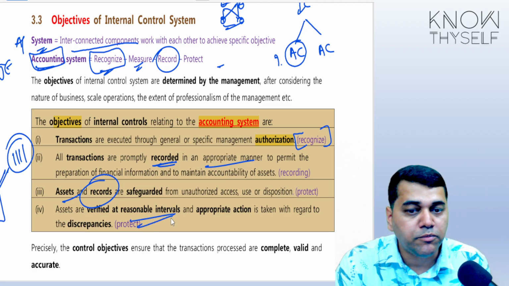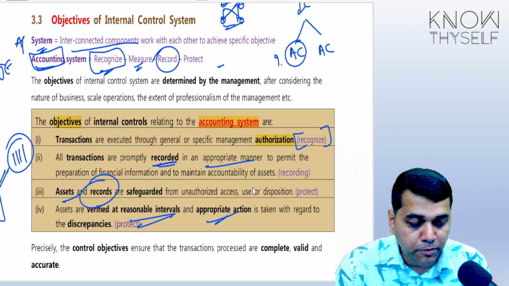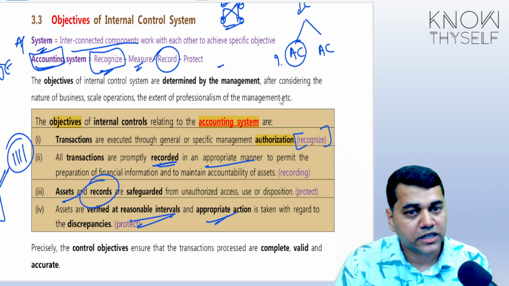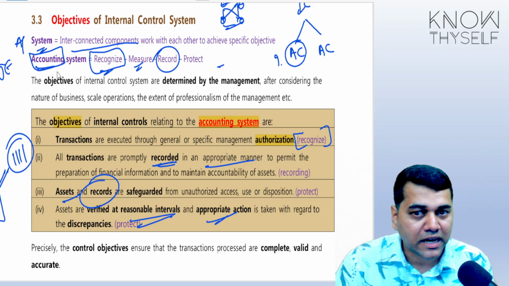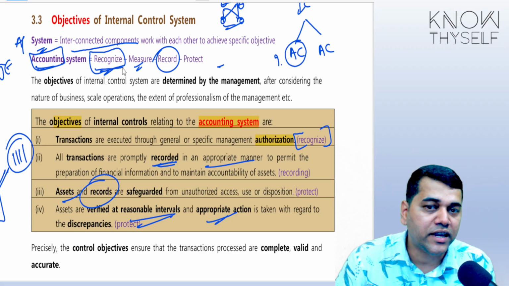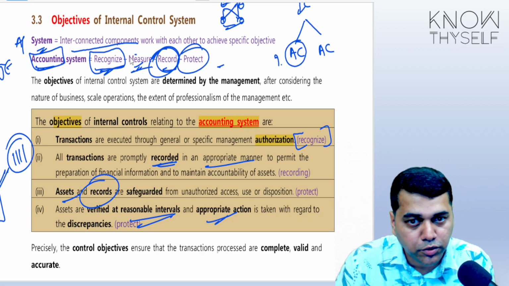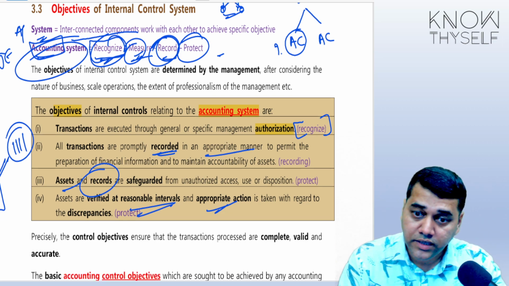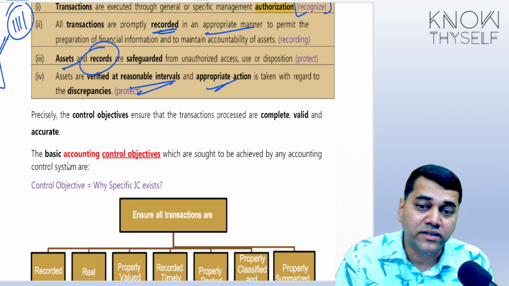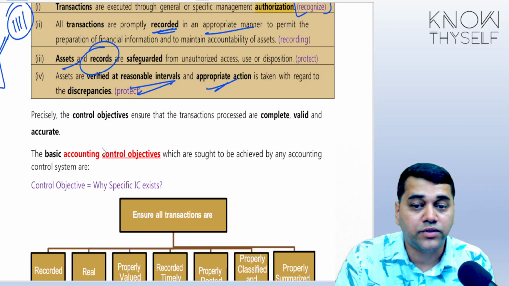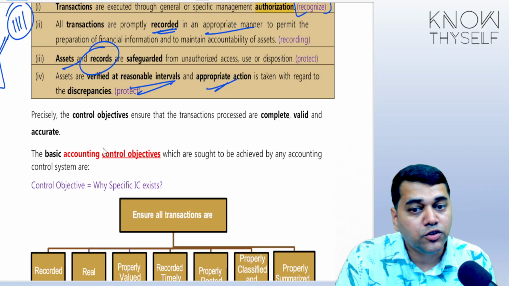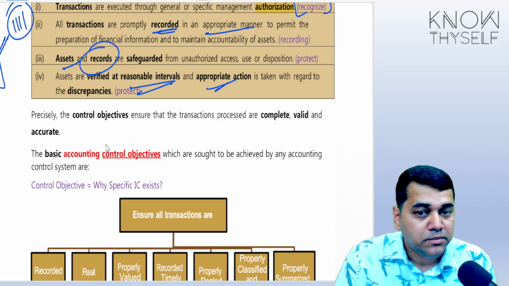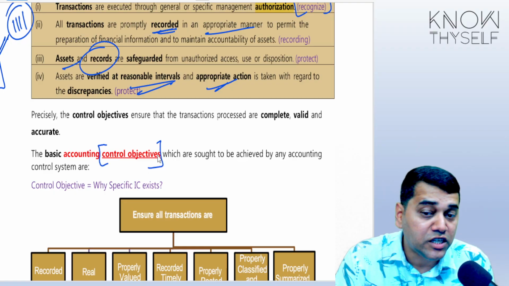And from time to time, you have to do the verification. You have to go back and see how many pencils you have got right now and compare it with the record. So that's why it's very easy. Remember, accounting has got 4 elements, and these 4 components become the accounting system. I hope it's clear. Then they asked you, what is the accounting control objective? Here they didn't ask you about the accounting system. The word system has not been used, but the word they have used is control objective.